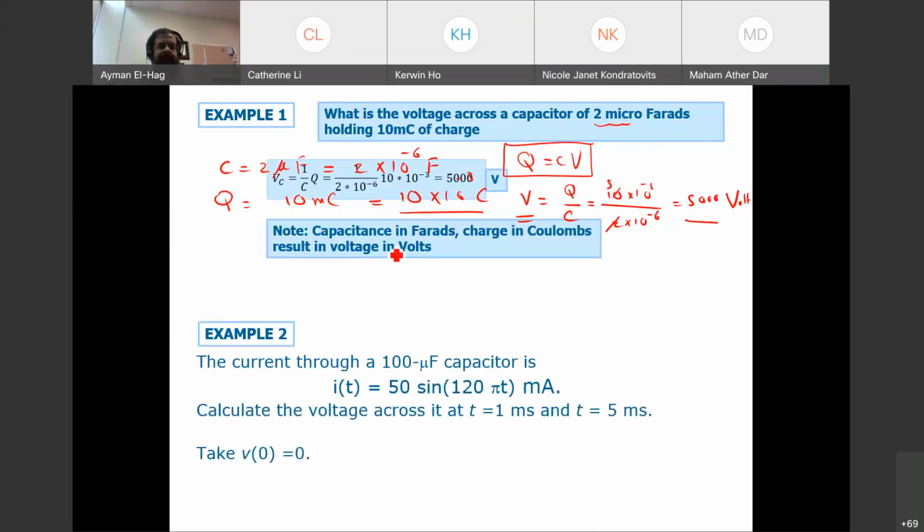Second question is about the current. We have the current through a 100 microfarad capacitor. So we know C of the capacitor is equal to 100 microfarad. We are given the current I, which is sinusoidal. Now this is not a DC; this is a sinusoidal. We want to find the voltage across this capacitor at t equal to 1 millisecond and at t equal to 5 millisecond. And we will assume that the initial condition of the capacitor is that it has no voltage, V is equal to 0.